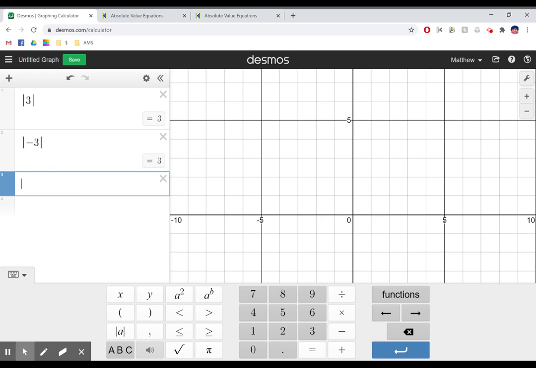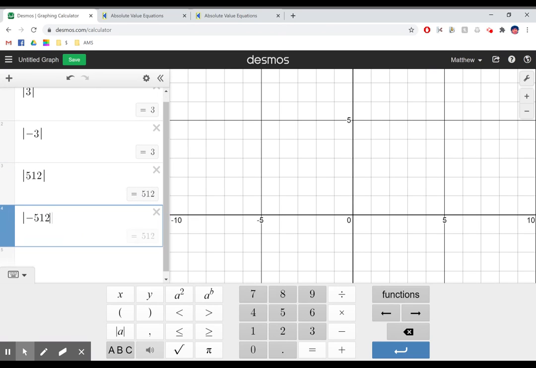We can type in something more abstract. Let's do 512. Okay, so that's positive. Let's take the absolute value of a negative 512. It's as simple as whatever's in the brackets turns positive, okay?